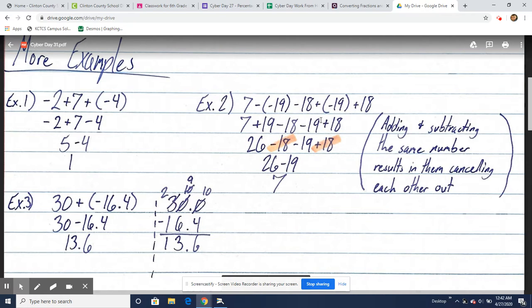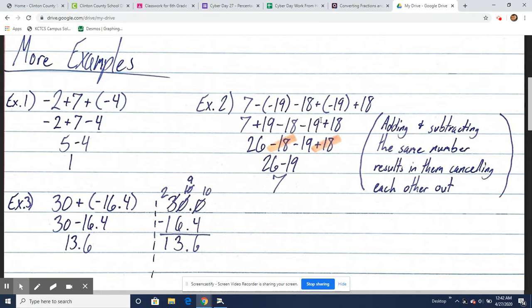Example 2. Now this is one that I'm going to go over some little cheat codes on, so to speak, for those of you that are always looking for a way to skip ahead. 7 minus negative 19 minus 18 plus negative 19 plus 18. We're going to simplify those signs. So we do 7 plus 19 minus 18 minus 19 plus 18. So first, I'm not going to show that little skipping a step thing you can do. I'm going to do it legit. We're going to do 7 plus 19 is 26.